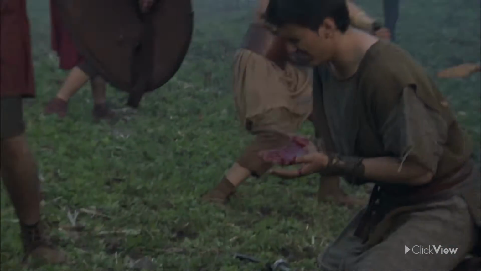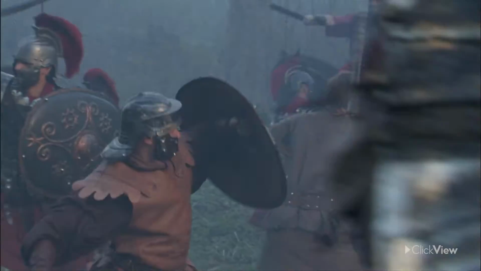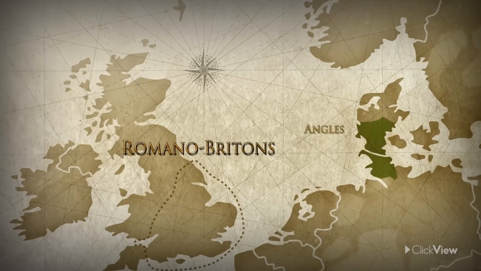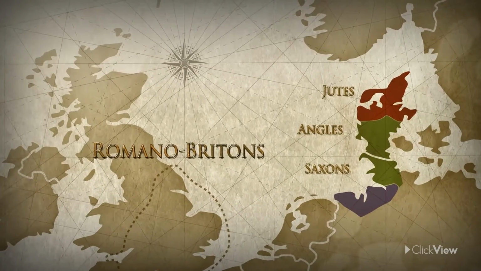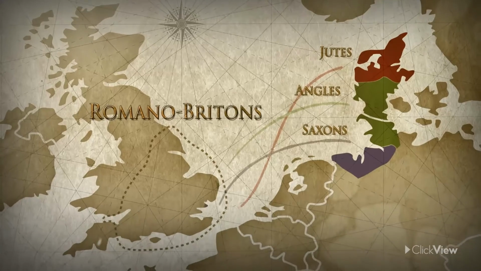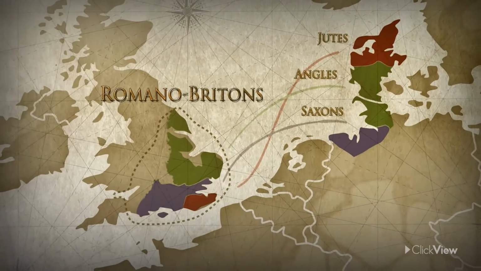The last Roman soldier had left Britain, and in 476, the empire fell. Without the protection of the Roman army, Britain was vulnerable. Germanic tribes invaded, predominantly the Angles, Saxons, and Jutes. They settled in southern Britain and mixed with the local Celtic tribes.